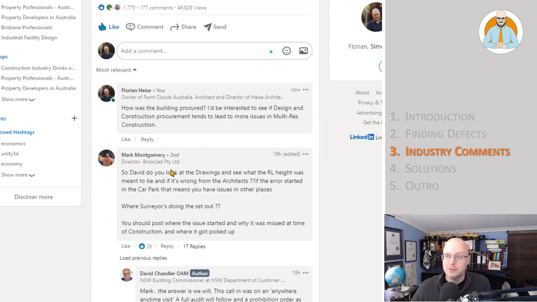Mark Montgomery, a director from BrickClad. So David, do you look at the drawings and see what the RL heights were meant to be and if it's wrong with the architects?